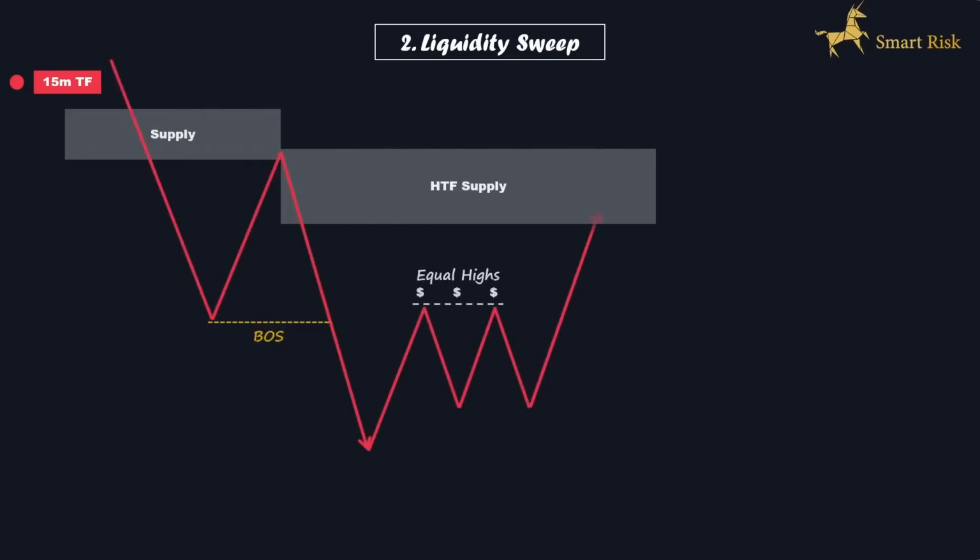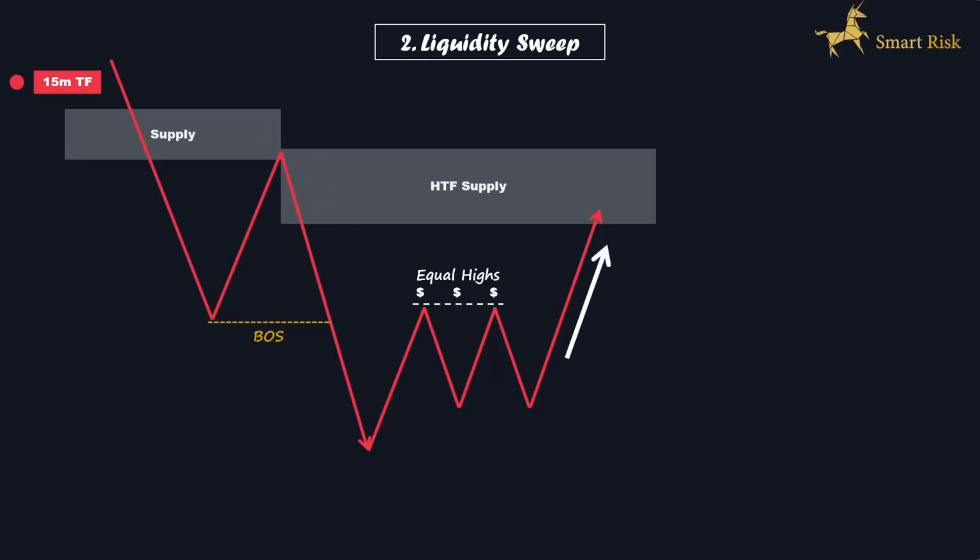Imagine we have a structure like this on the higher time frame, like 15-minute time frame. The price is in a downtrend, having formed a series of BOSs to the downside. After tapping into the previous supply zone, the price reversed and created an unmitigated supply zone awaiting mitigation. Now, the price is pushing to the upside.